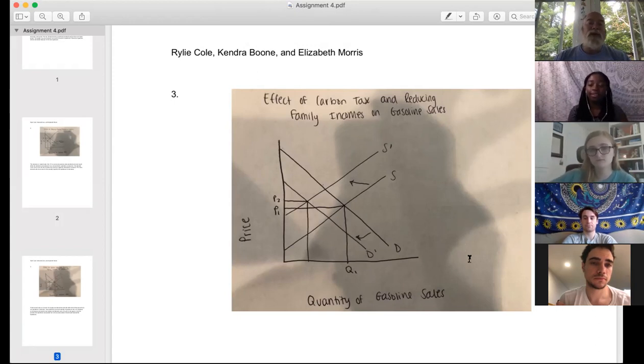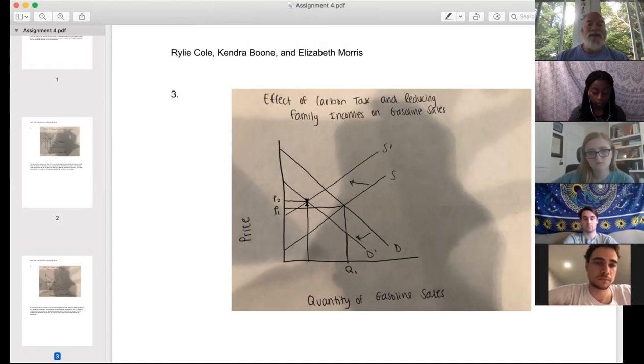Now, with price, it's more complicated. The reason why is when the supply curve shifted to the left, what happened to the price? It went up. But when the demand curve decreased, the price went down. So in this case, the two effects are going against one another.